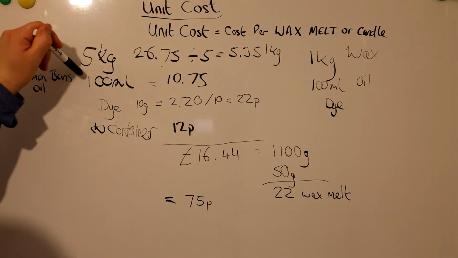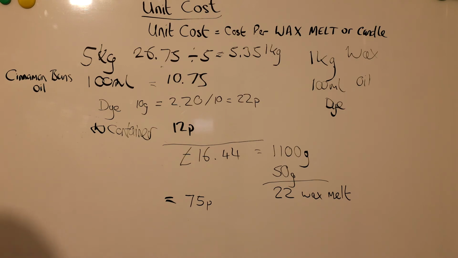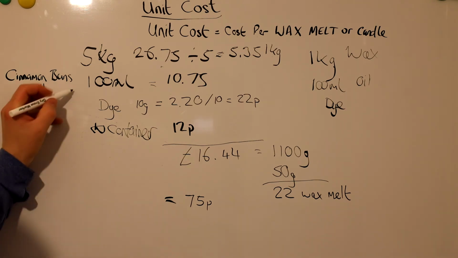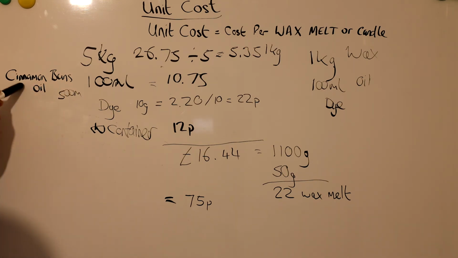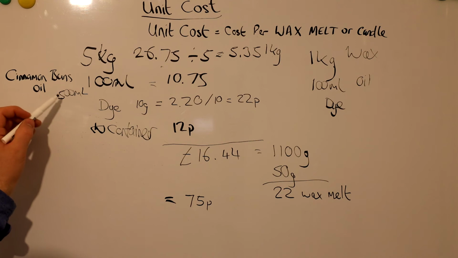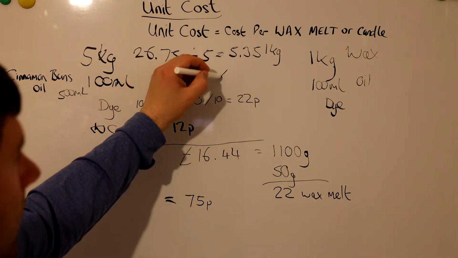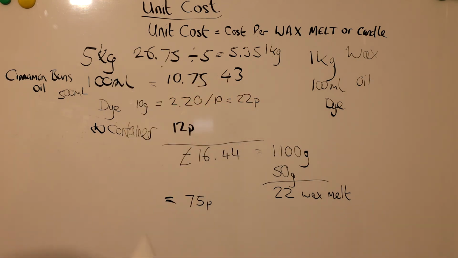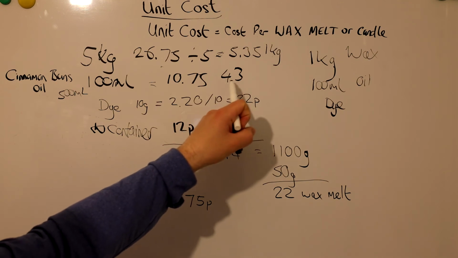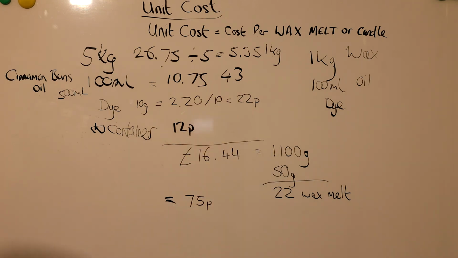If you was to buy the fragrance oil, let's just quickly run through the example of using a fragrance oil in just half a litre. So if you was to buy 500 ml of the same fragrance oil, I'll show you how much your cost per unit comes down. So that fragrance oil, cinnamon buns, at half a litre is £43. Now we're only using 100 ml from that, so we divide 43 by 5. So 43 divided by 5 is £8.60.